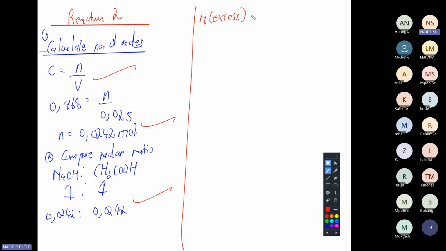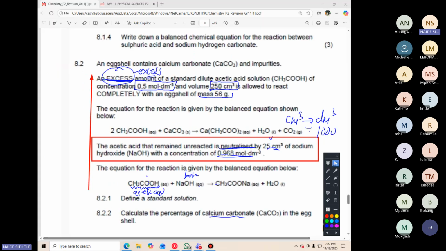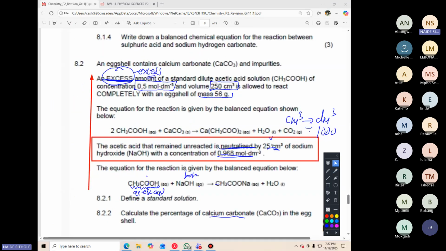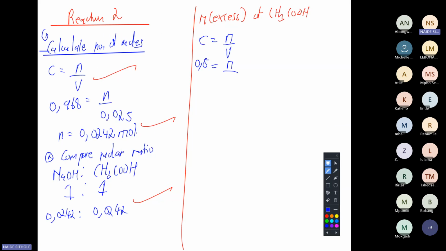Of the acetic acid. And the formula here? It will say again C equals n over V. Our concentration is 0.5. And our volume, we have 250 centimeter cube, which if we divide by 1,000, goes to about 0.25. Cross multiply here, we have what?